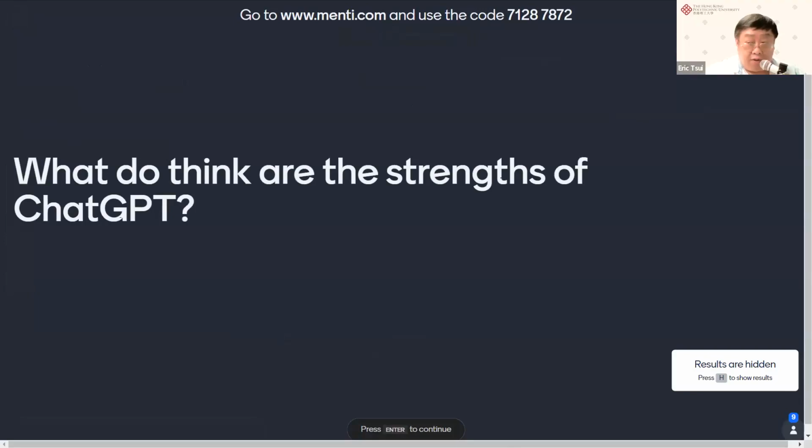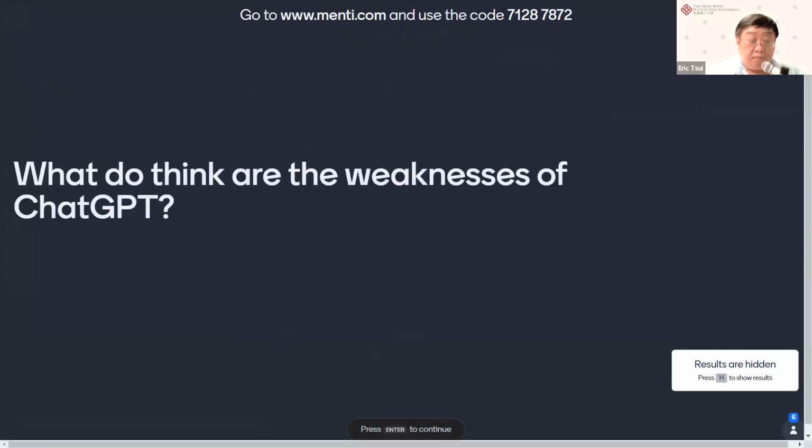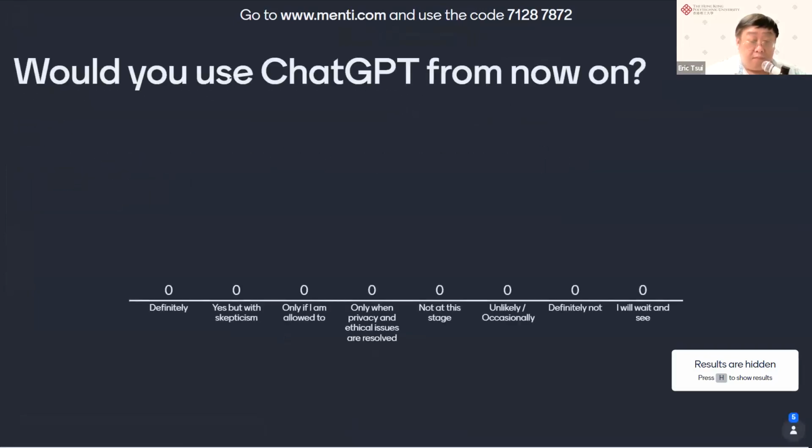This question and the next one are open-ended questions, so you can type in whatever words that you like. Oh, there's an 8th question, the final one. Would you use ChatGPT from now on?